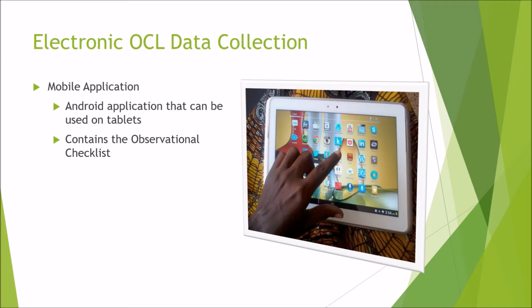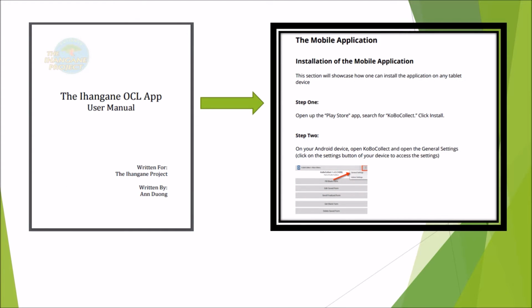The second component is the online server. This is called Kobo Toolbox. This resource will help TIP and other stakeholders to analyze the data. In efforts to make the transition to electronic data reporting as smooth as possible, the Ihangane Project has designed an OCL app user manual. This is an excellent resource for health centers to utilize when making this shift.